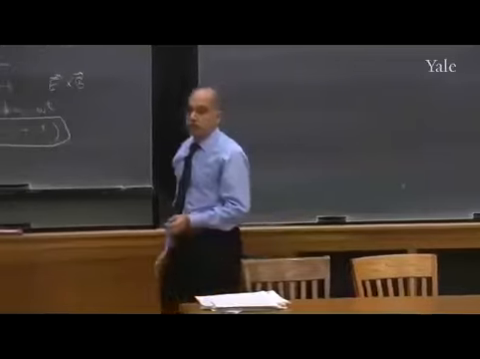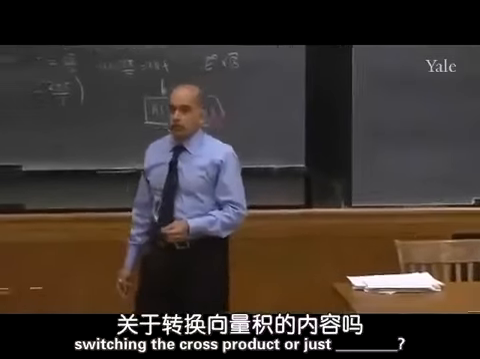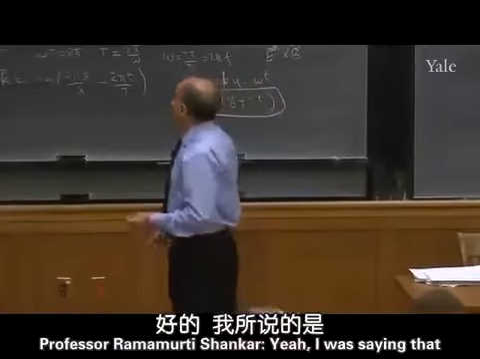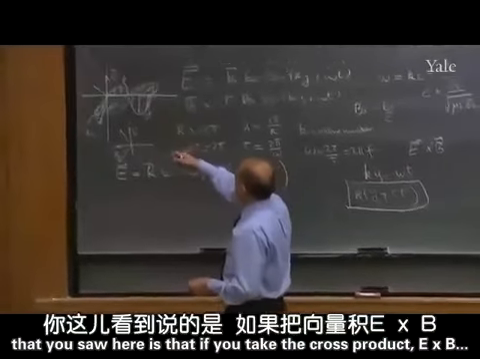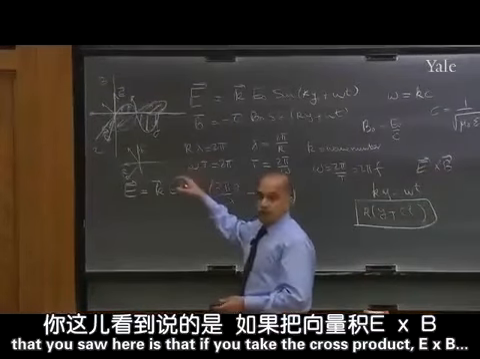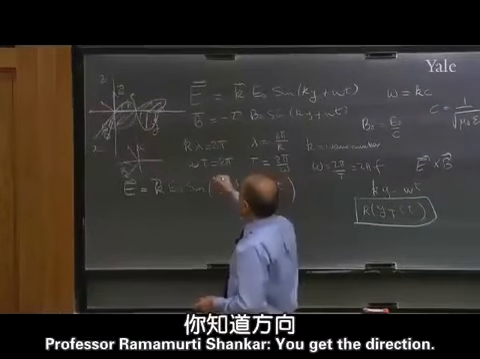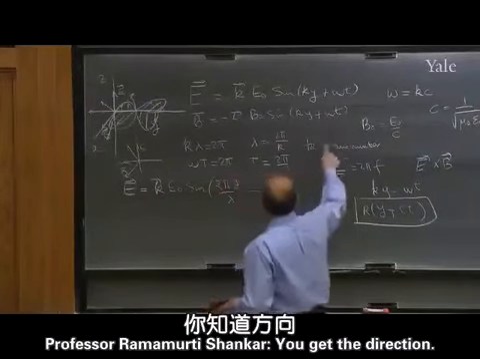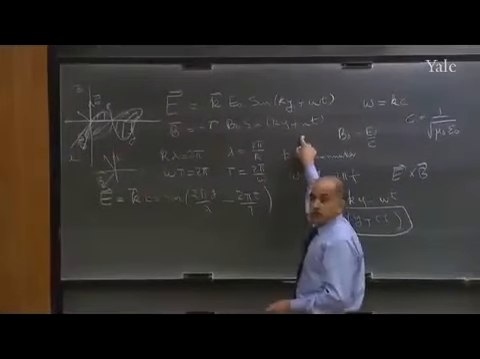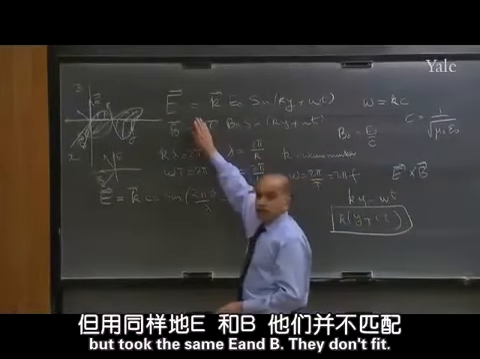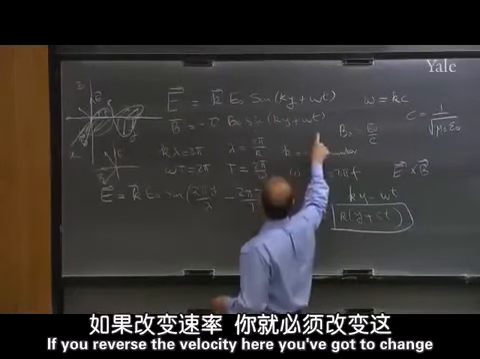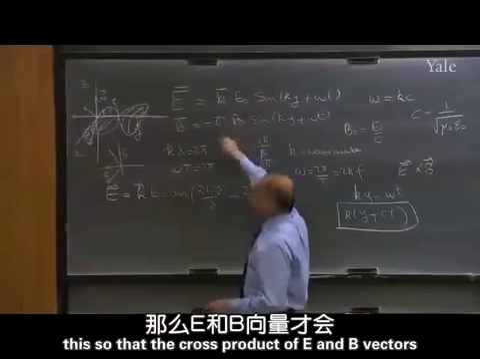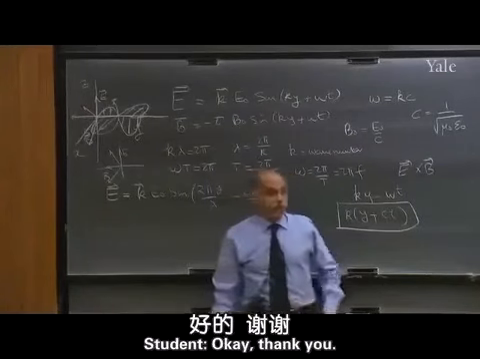Yeah. Sir, could you just say again what you said about switching the cross product? Yeah, I was saying that the property of the electromagnetic field that you saw here is that if you take the cross product, E cross B, you get the direction of propagation. If I took an opposite direction of propagation, but took the same E and B, that is, they don't fit. If you reverse the velocity here, you got to change this so that the cross product of E and B vectors is pointing the opposite.